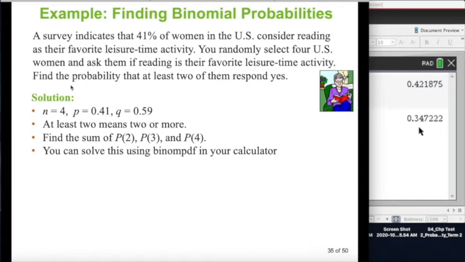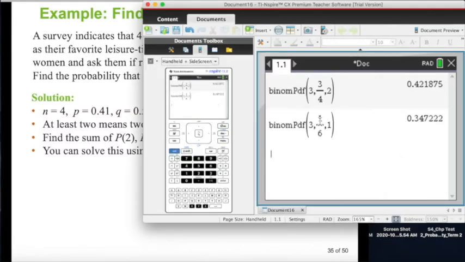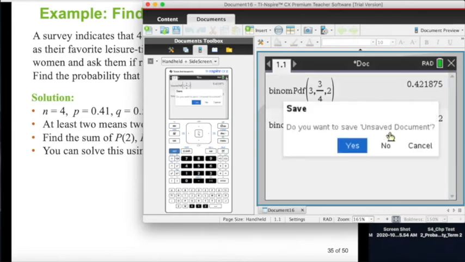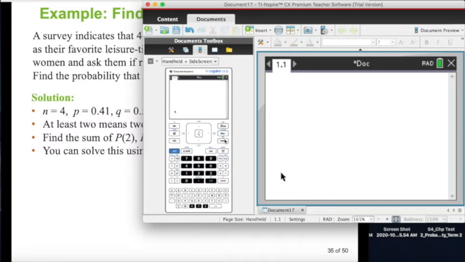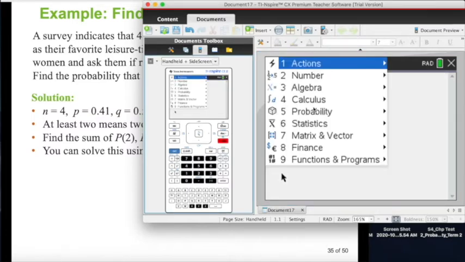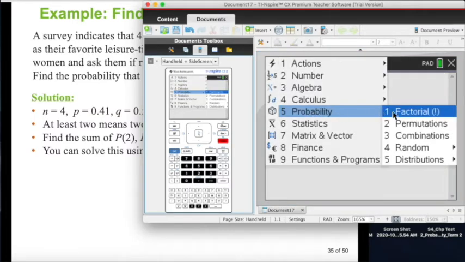Now, this is a bit different. In this example, you are asked to find the probability that at least 2 of them respond yes. So that means you have to find all of these probabilities. Yeah, we are not going to do this manually. We are going to use the calculator. Okay, let's clear this up. Go to calculate and then menu, probability, followed by distribution.